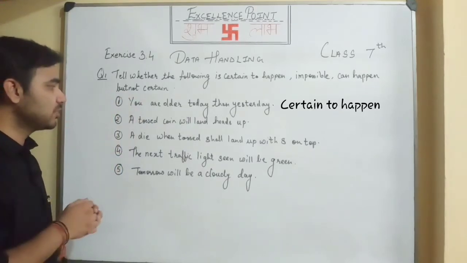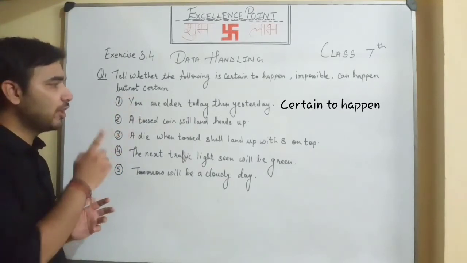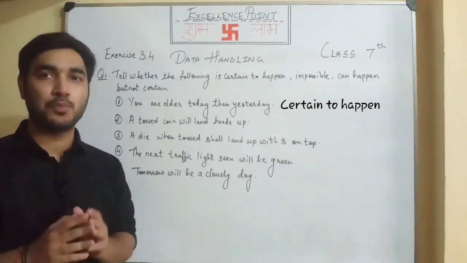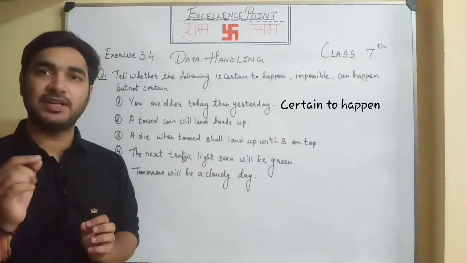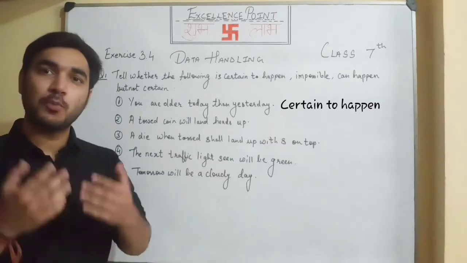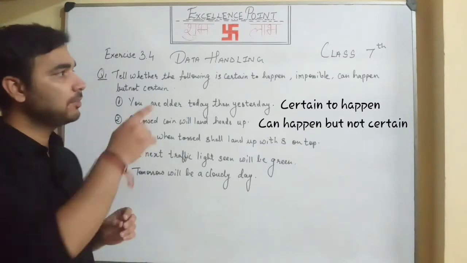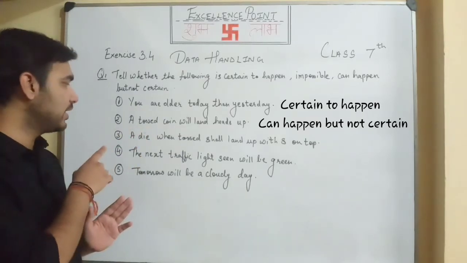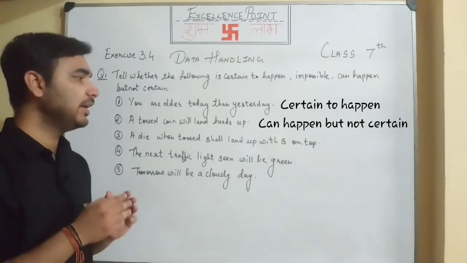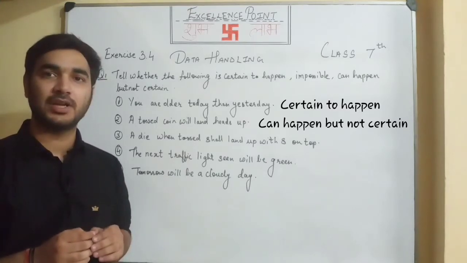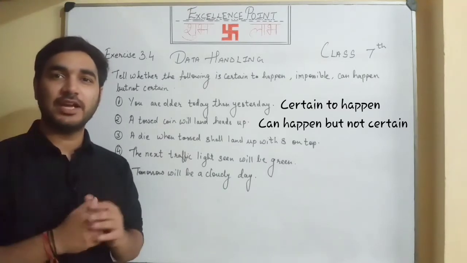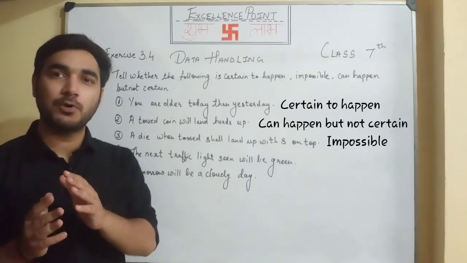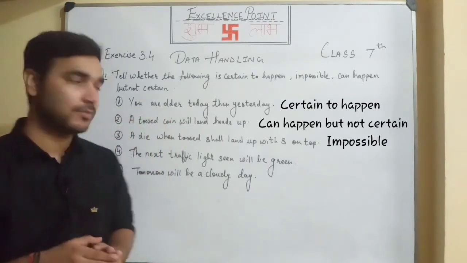Now the second question says, a tossed coin will land heads up. We only have two possibilities over here. First will be head and second will be tail. So we already know the possibilities, it means can happen but not certain. In the next question, a die when tossed shall land up with 8 on the top. It means the top should be 8. It is impossible because a die only has outputs from 1 to 6.